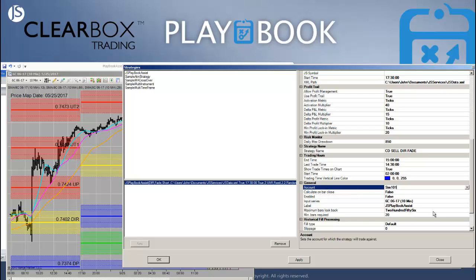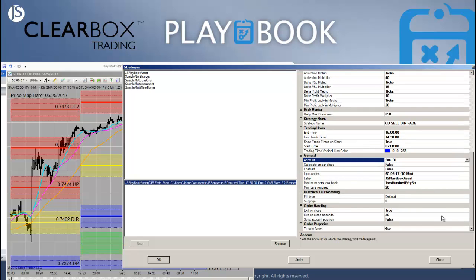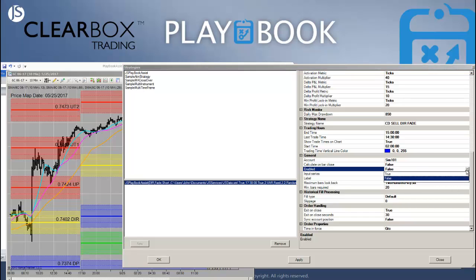These are some default settings that you don't really need to change. This calculates every tick. If you change that to true, it'll calculate at the end of the bar close. You don't want to do that. We do want to enable this strategy, and we'll do that at the end. We're going to change that to true. I just want to go through everything else first. All these other input series, the label, maximum bars to look back, bars minimum 20, those are all default. You don't need to touch those. Same with the historical fill processing and the order handling, all these defaults, you want to just keep as they are.